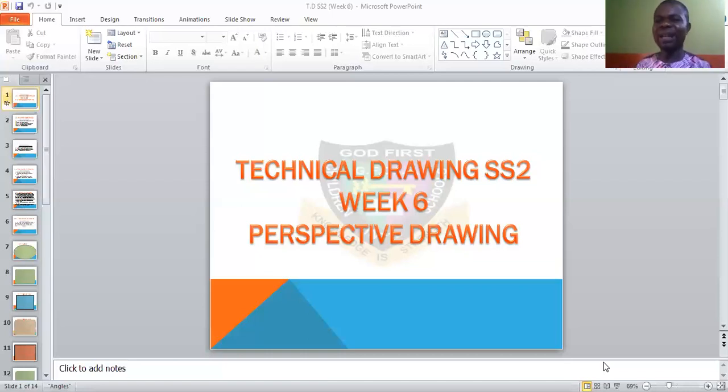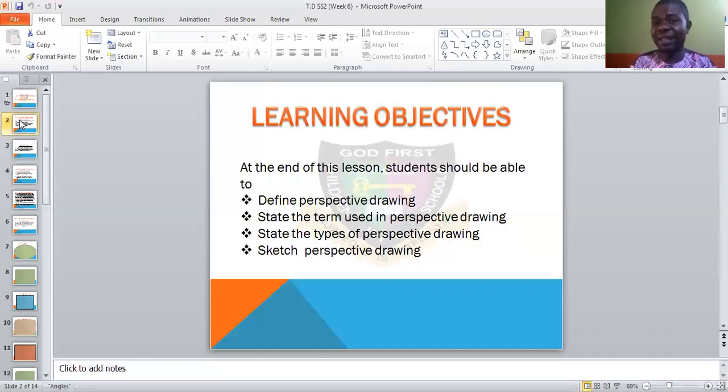In our usual way, let us look at the objectives for this lesson. That is what we intend to achieve at the end of this lesson. We call them the learning objectives. At the end of this lesson, you should be able to define perspective drawing, state the terms used in perspective drawing, state the types of perspective drawing, and then sketch perspective drawing. That is what we have for today.